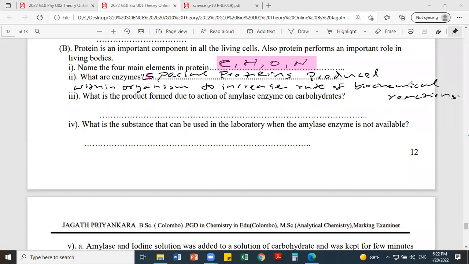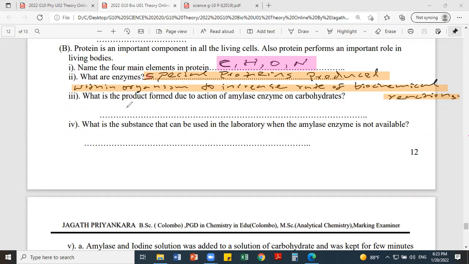Again, what? Special proteins produced within the organism to increase the rate of biochemical reactions. Actually, all enzymes are proteins, as well as all proteins are organic. Therefore, enzymes are also organic.